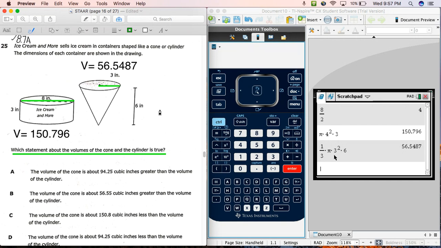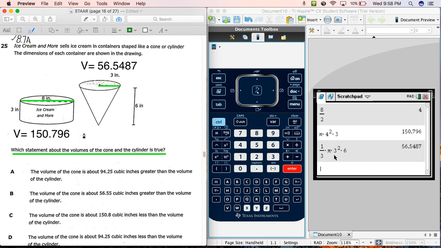So with that being said, let's start reading these answer choices and see if we can't come to some kind of conclusion. Okay, so I know that the volume of the cone is about 94.25 cubic inches greater than the volume of the cylinder. Okay, well, how do I determine what's greater than or not greater than? Okay, well, I'm going to do that by subtracting. I need to see how much more of it is something, right? So I'm going to say that the volume of the cone is not greater than the volume of the cylinder.